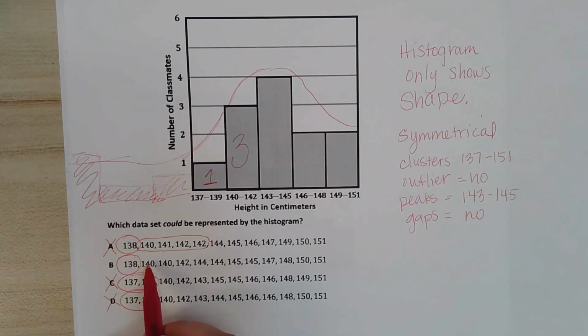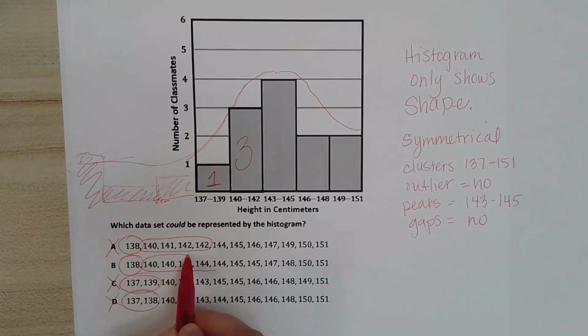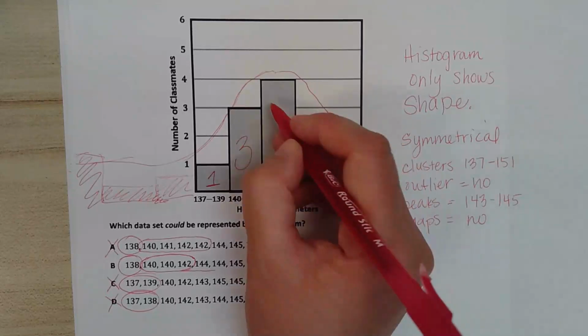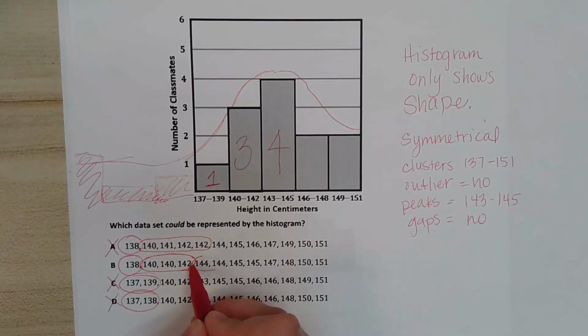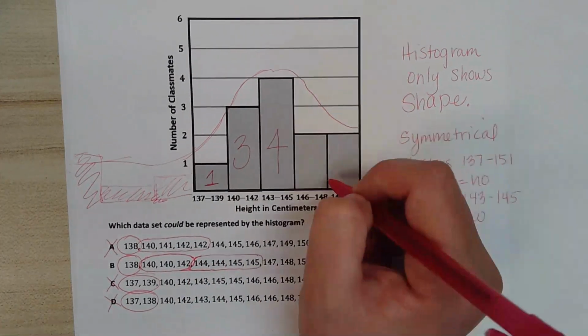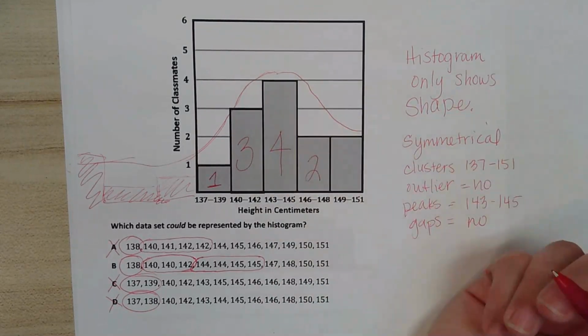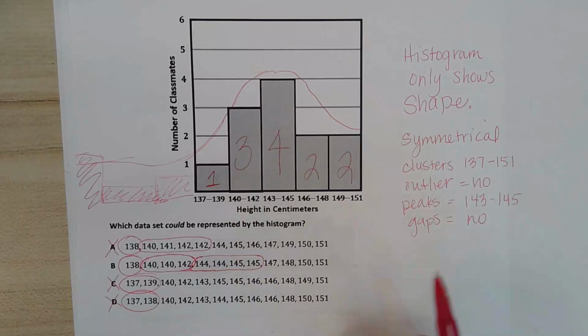Let's practice grouping it like this. You ready? So B is 140 to 142. That's your first group, second group. And then my third category, how many numbers do I need? 4. So how many does it have? 4. My next category, 146 to 148, how many numbers? 2. 149 to 151, how many numbers? 2. Okay, so is that true? So B is my answer.